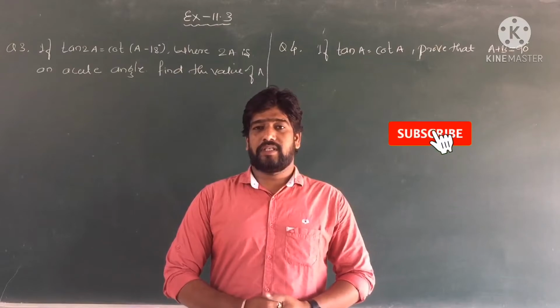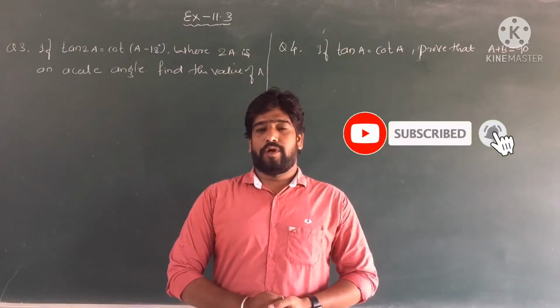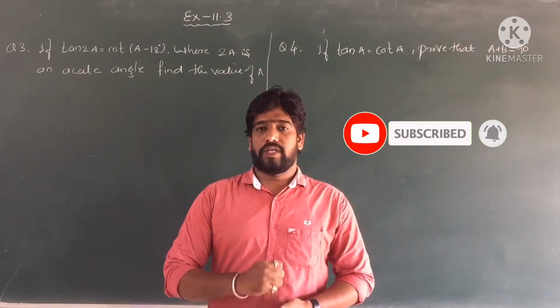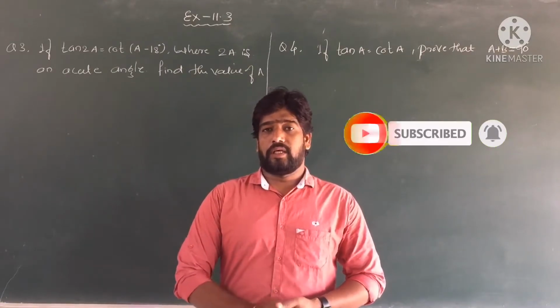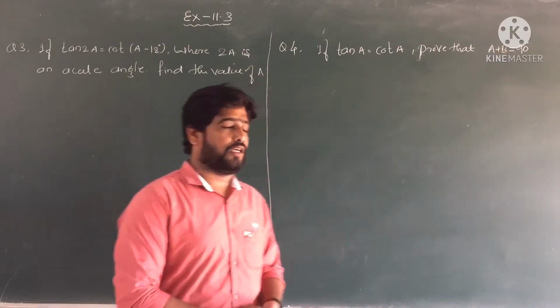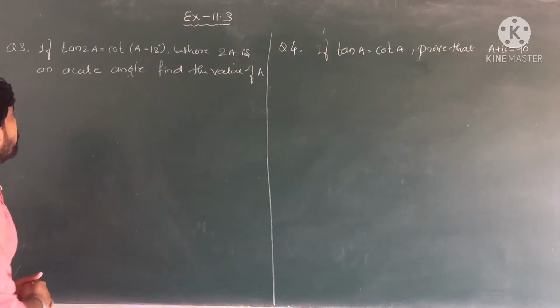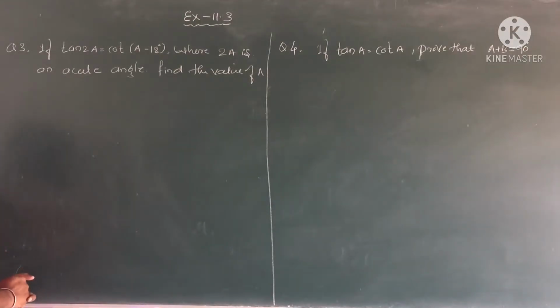In the last class we discussed exercise 1.3 up to the second question. So today's session I am going to discuss the third and fourth questions. What is the third one? If tan 2a is equal to cot (a minus 18 degrees), where 2a is an acute angle, find the value of a. So here we want to find out the value of a.